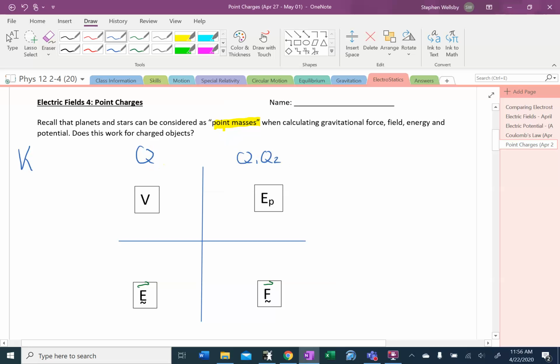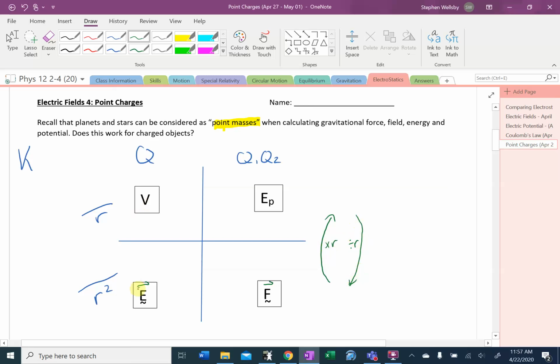And potential and potential energy, these are both over R, and field and force, these are going to be over R squared. So if I want to know what the force is, I know it's going to be K, Q1, Q2 over R squared. And just as before, we can convert between these quantities. If we want to go from force to potential energy, we would need to multiply by the radial distance, or likewise, going from potential energy to force, we would divide by radial distance.